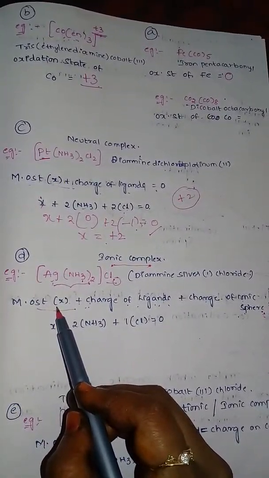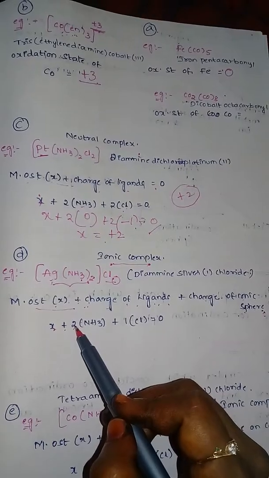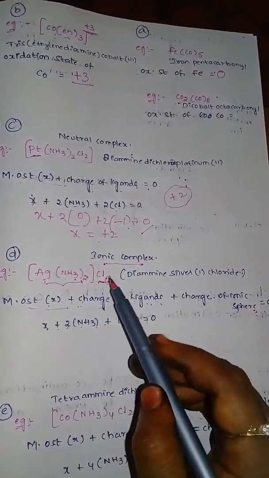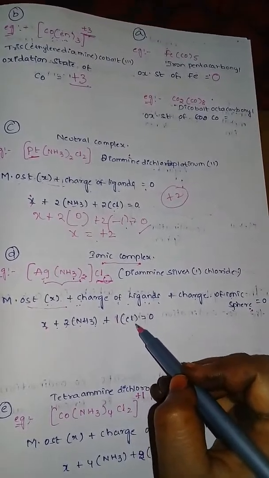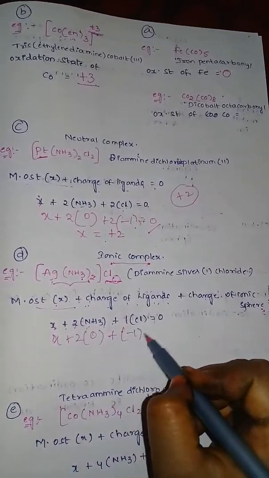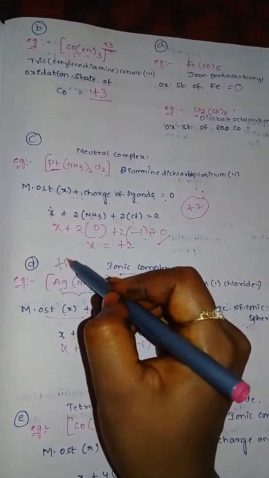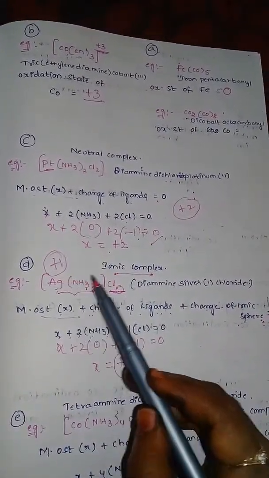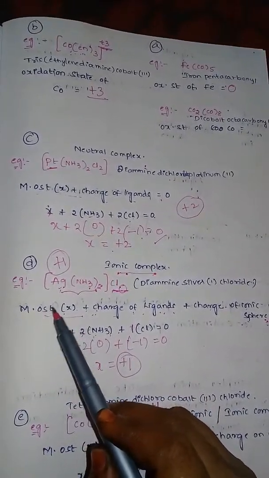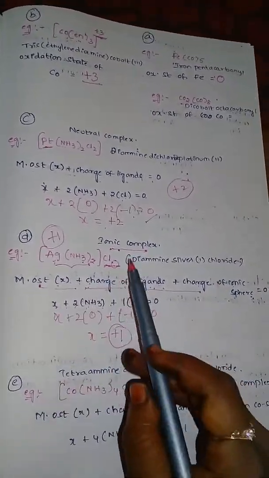The metal oxidation state we don't know, so take it as X, plus the charge of ligands: 2 ammonia molecules, so 2 into NH3, and the only ligand is ammonia. Then the ionic sphere has chlorine, so 1 into Cl is equal to 0. Here X plus ammonia charge 0 plus -1, since chlorine has -1 charge. So X is equal to +1. The oxidation state of silver is +1. So if the complex is an ionic complex, we find the oxidation state of the central atom using the fourth trick, and this is the way to find the oxidation state of an ionic complex.